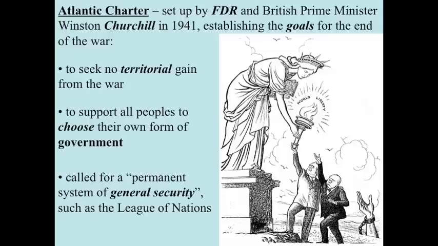The two leaders pledged a peace that would afford all nations the means of dwelling in safety inside their own boundaries. FDR and Churchill decided not to seek any territorial gain from the war. They decided to support all people when choosing their own form of government, and they wanted to create a system of general security similar to the League of Nations that was created after World War I.